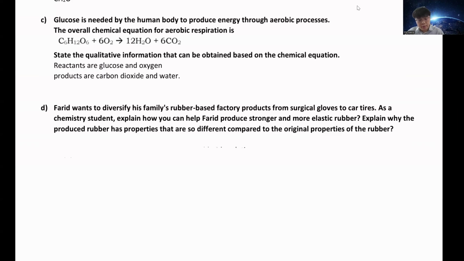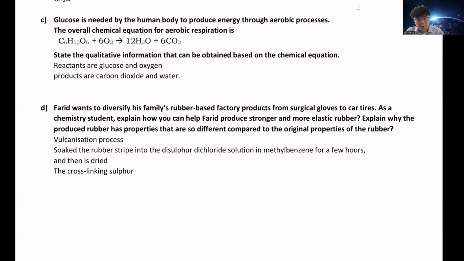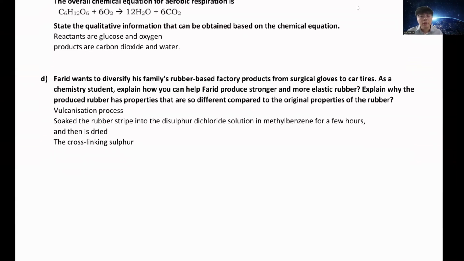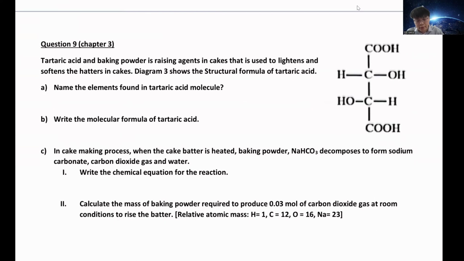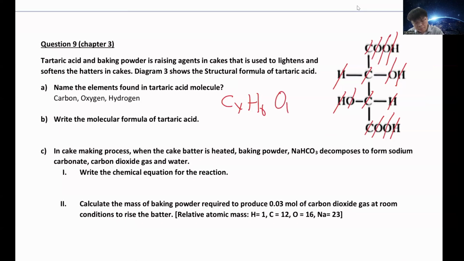Oh, this one is chapter 4 form 5. It's a question from a trial, so you just ignore this question. Okay, what is the element found here? So you can see here, this is the element found. So you put in, we got carbon, oxygen, and hydrogen. Then you have to calculate. C4, H 1, 2, 3, 4, 5, H6, 1, 2, 3, 4, 5, 6.